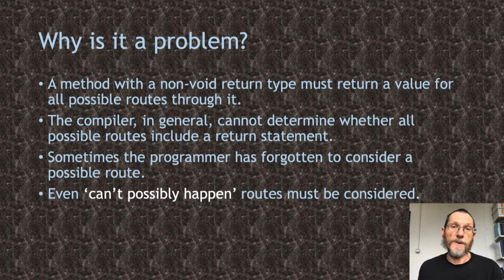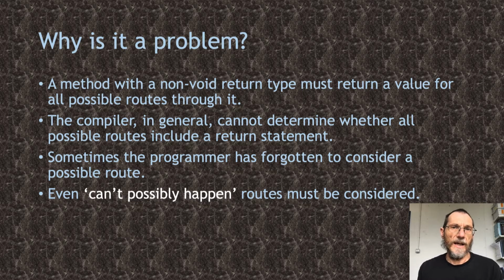And indeed, sometimes as programmers, we do actually forget to include a return statement through a path that could actually be reached. And so the compiler is useful in pointing out to us that there's a logical flaw in what we've written. So even what might be considered as cannot possibly happen routes must be considered.